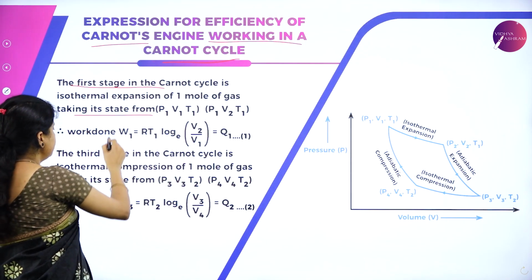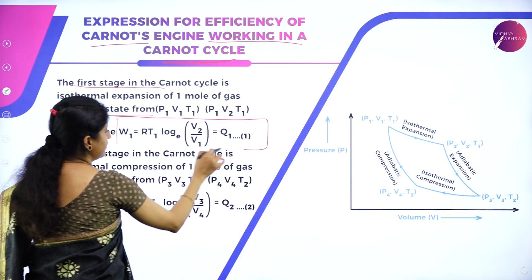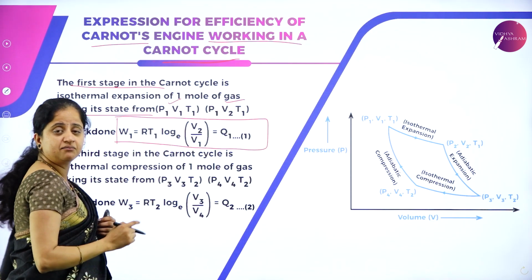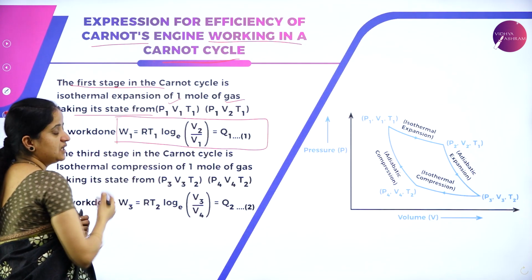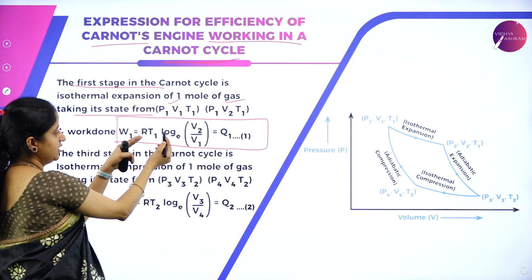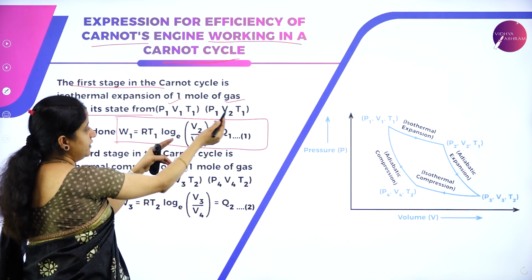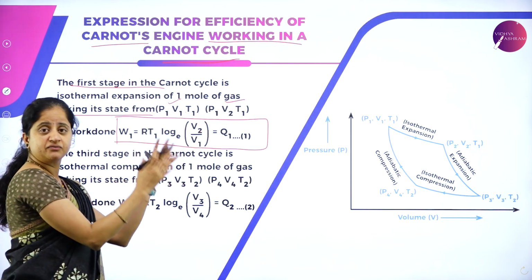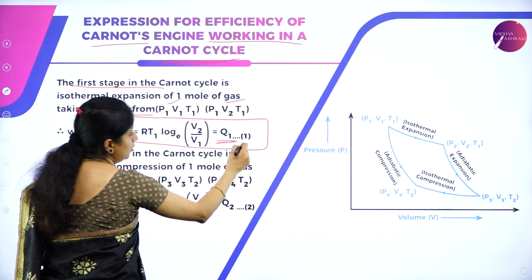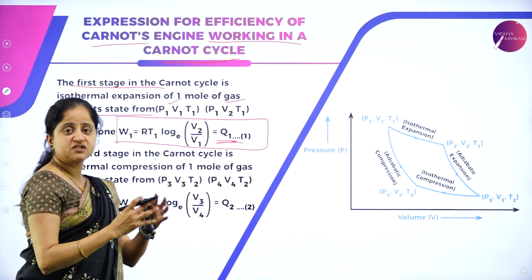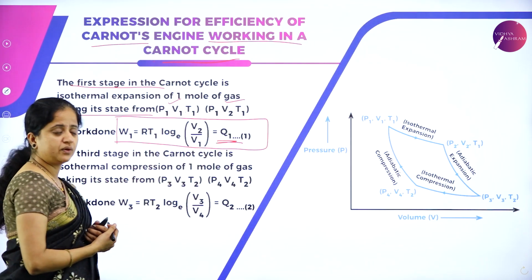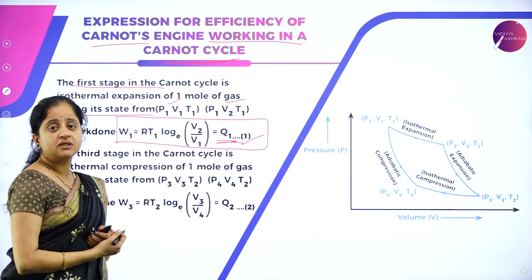So let us write the same expression for work done in an isothermal process now for these variables, and our expression will be W1, that is nothing but work done in first stage, which is equal to R. What is the temperature here? Since it is isothermal, it is T1 log to the base e V2 divided by V1 according to the work done in isothermal process equation, and we'll call it as Q1 because when the working substance is placed on source, it absorbs the heat, and hence we'll call it as Q1. Let us take it as equation 1.